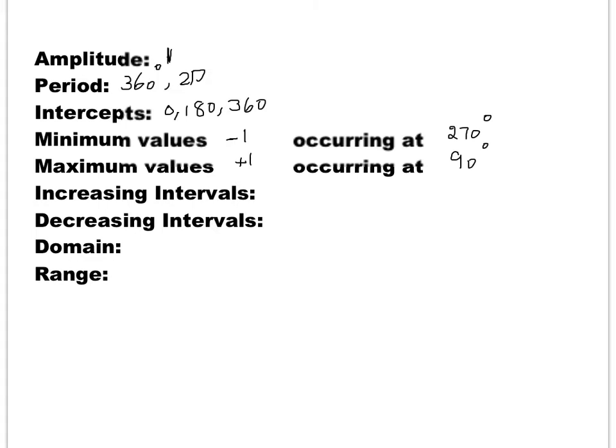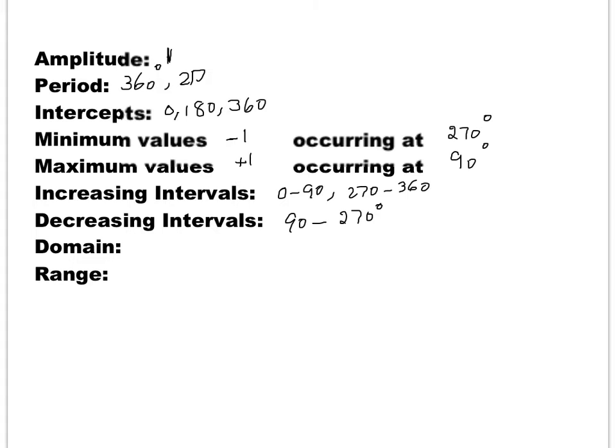The increasing interval, as I mentioned on the graph, the increasing is 0 to 90 and 270 to 360. So the increasing interval is 0 to 90 and 270 to 360. The decreasing interval was from 90 to 270 degrees.